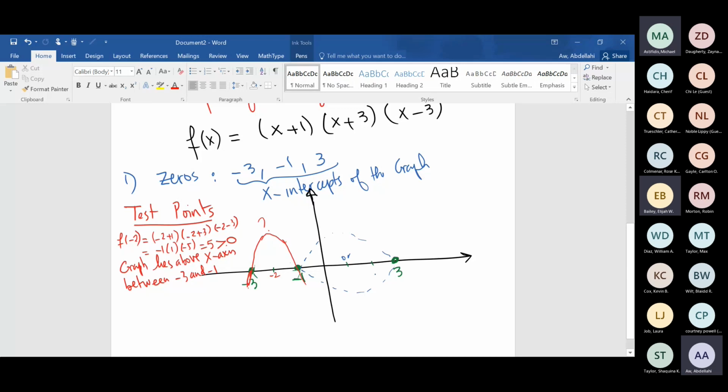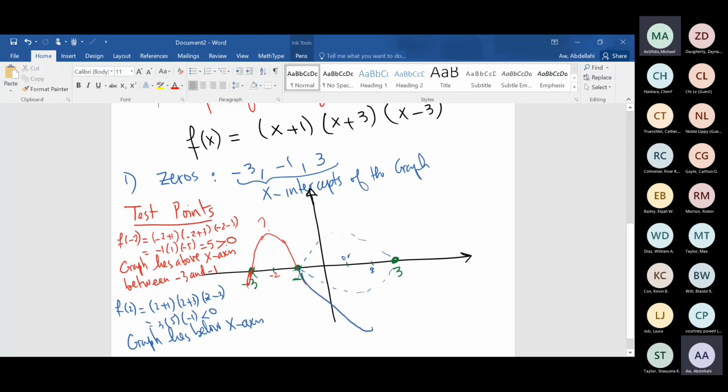Okay, we're going to pick 2. We have simpler numbers than 2, like 0 and 1, but we're going to pick 2. You're going to find f of 2. f of 2 is 2 plus 1, 2 plus 3, and 2 minus 3, which is 3 times 5 times negative 1, which is negative. Since this is negative, the graph lies below the x-axis. The graph between negative 1 and 3 lies below the x-axis.